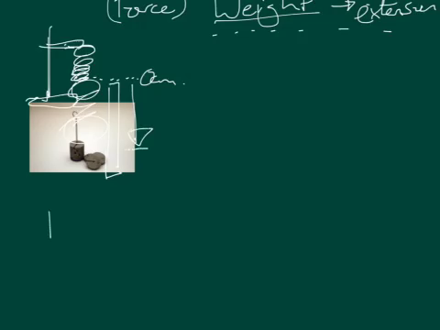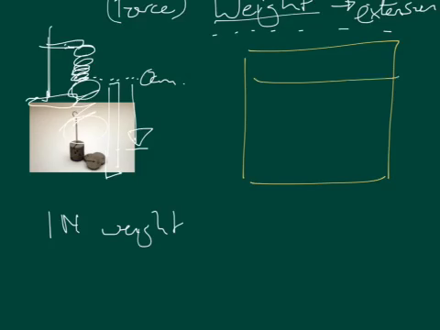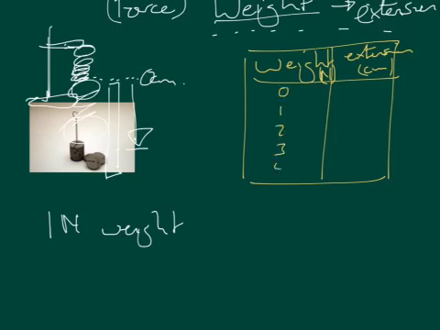So each little slotted mass is 1 Newton of weight. So your results table is going to look a little bit like this. Weight in newtons versus extension in centimeters. And you're going 1 Newton, 2 Newtons, 3 Newtons, 4 Newtons, and so on. And if we can get up to around about 7, that would be brilliant, but try and go to 10 if possible. Remember, we will need to G-clamp that on.